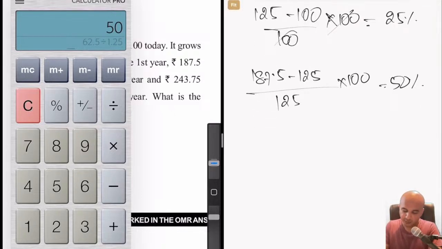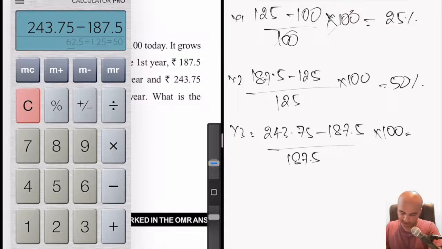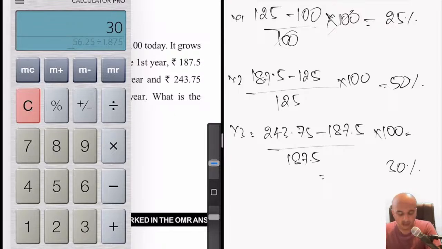Okay, in year 2. This will be year 1, this will be year 2, and finally year 3. In case of year 3, it is 243.75 they say. So then 243.75 minus last year's base, which is 187.5, divided by same 187.5 into 100. So this will be 243.75 minus 187.5 divided by 187.5 as a percentage. It is 30% increase. Now what is the question?